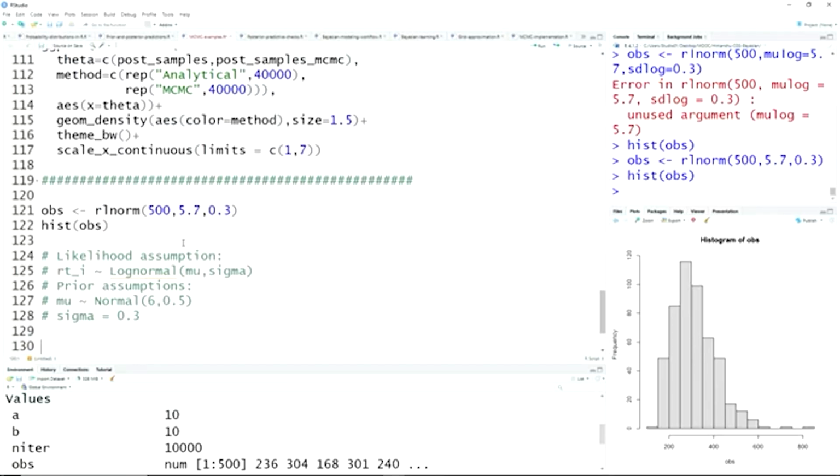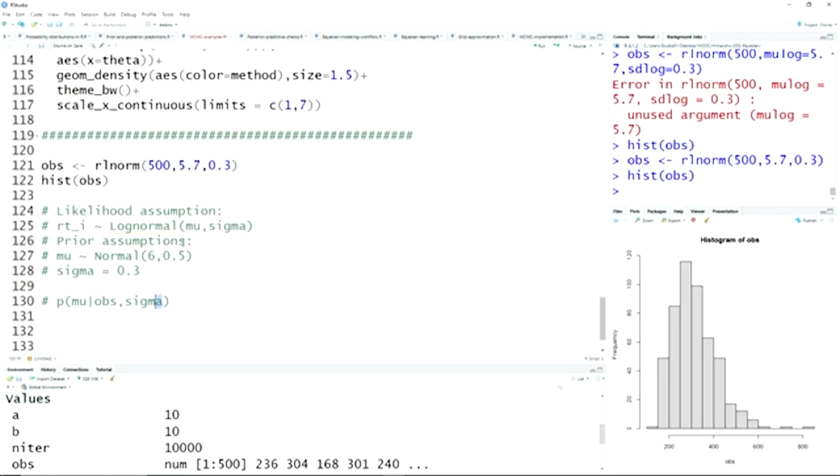Now your goal is to implement a Markov chain Monte Carlo sampler to calculate the posterior distribution of mu given the data, so observations, and given the fixed value of sigma as well. So this is what you need to calculate. Okay, so you want to calculate the posterior distribution of mu given these prior and likelihood assumptions. So how would you do this?